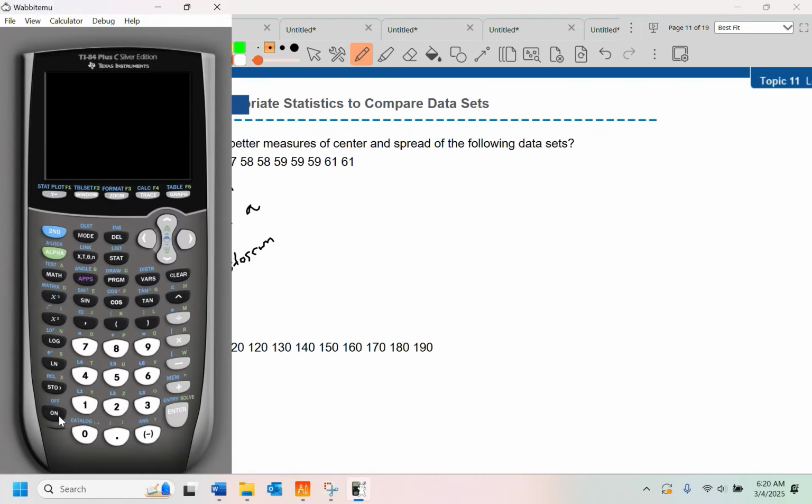So we're going to put this data into our calculator. We're going to go to Stat. We're going to go to Edit. We don't need a list 2. This is going to be one variable statistics. You guys did this yesterday. I love that.